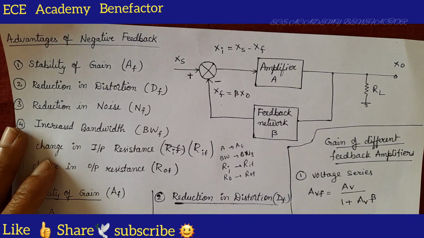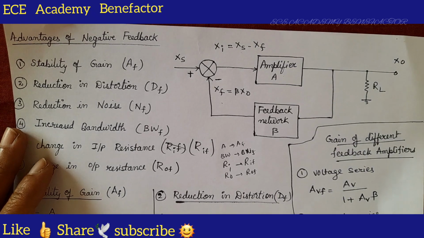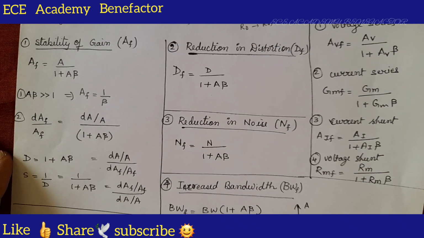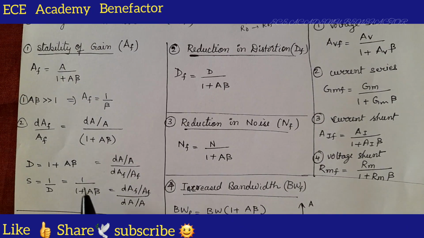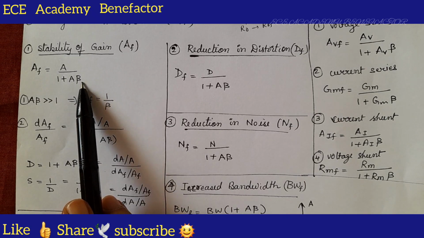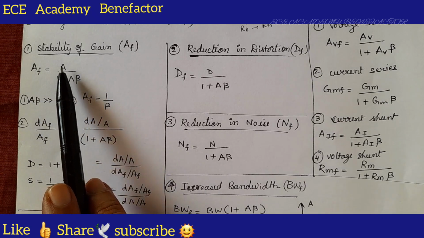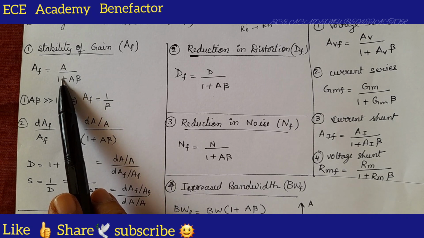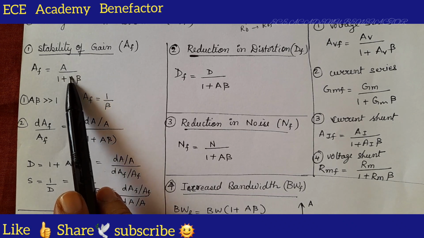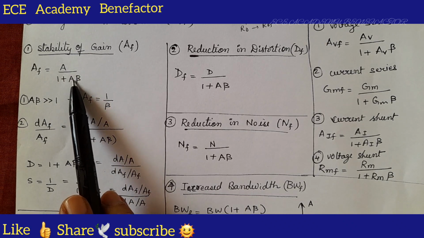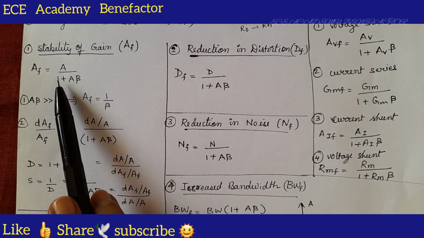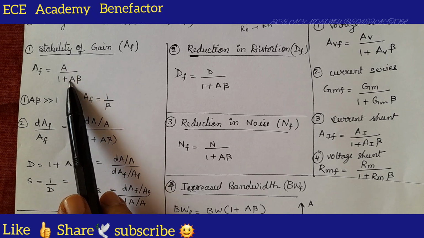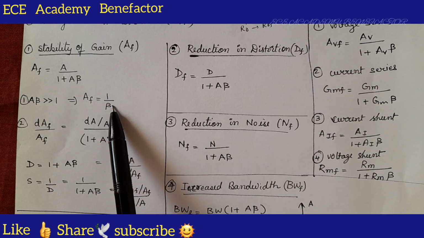Now, coming to gain, how gain is stabilized; important relations need to be remembered while doing stability of gain. This is the gain equation of negative feedback: AF is equal to A by 1 plus A beta. The gain can be stabilized by applying one condition. This A beta value is made very large compared to this 1. So, what happens? This 1 can be negated. So, we are left with A by A beta, where A gets cancelled, and you are left with AF is equal to 1 by beta.